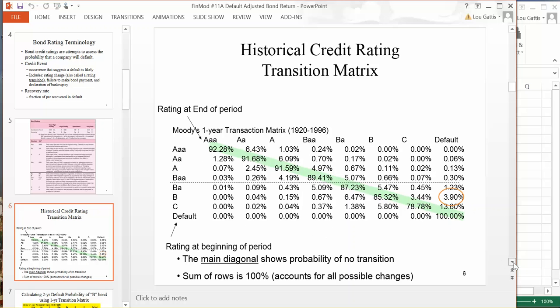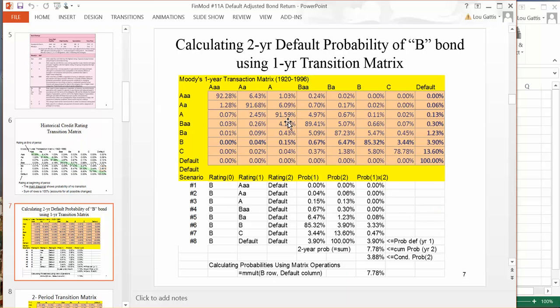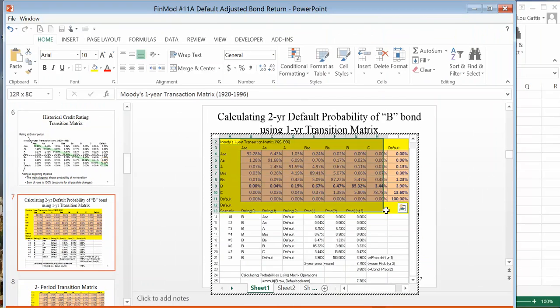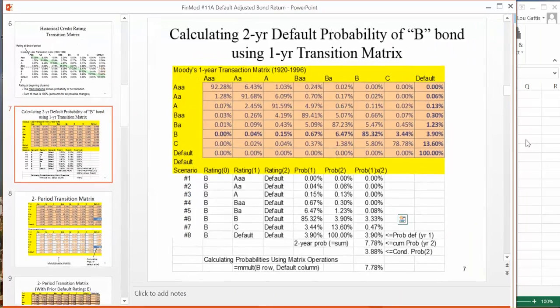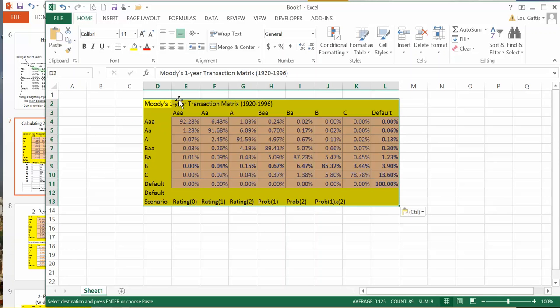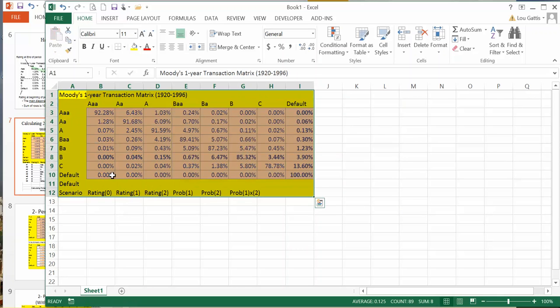So let's grab this data here. This is my transition matrix. Let's grab this data down to the yellow. And I'll go to Excel and I'll paste it in. Now let me move that up to the top. Alright, so here's my transition matrix.